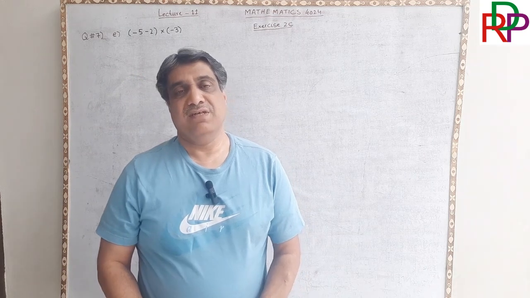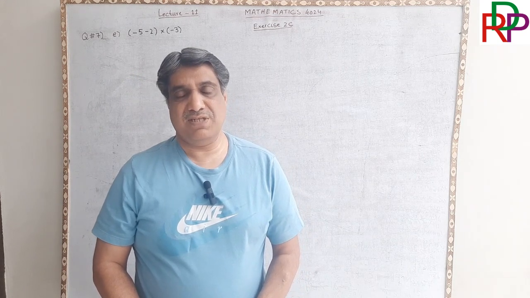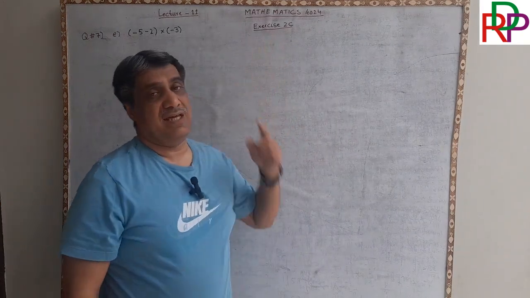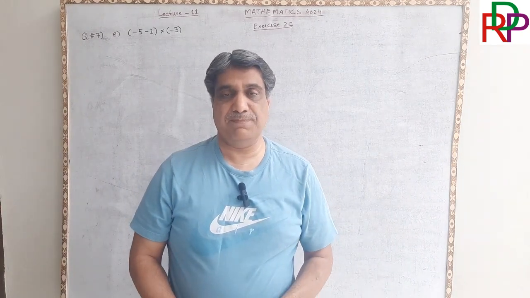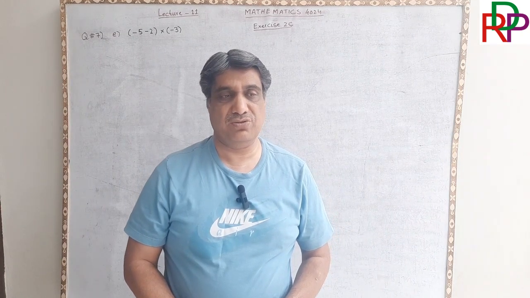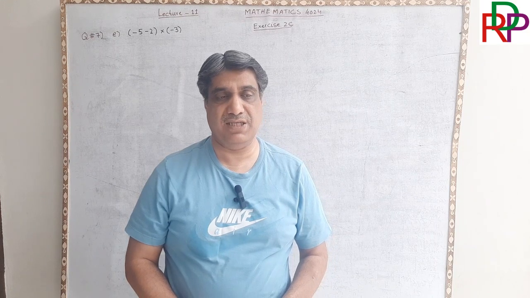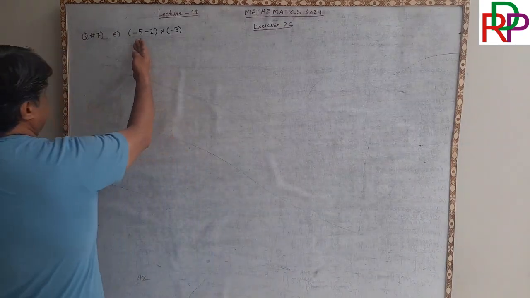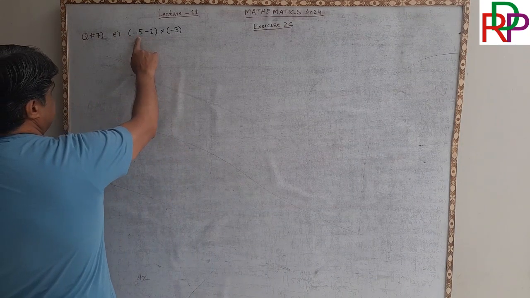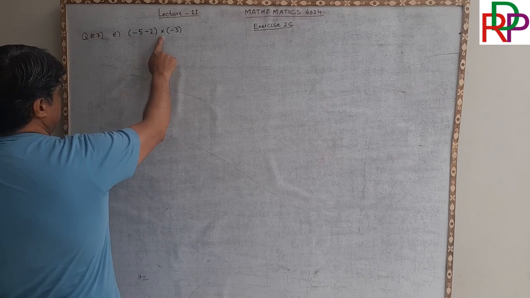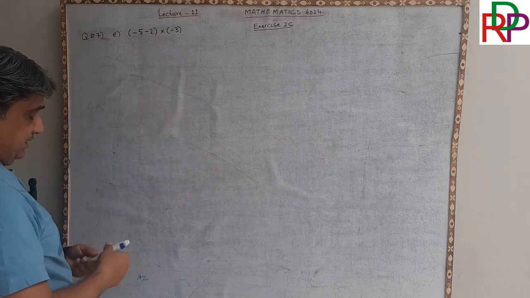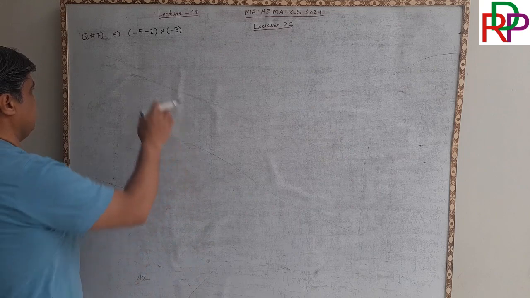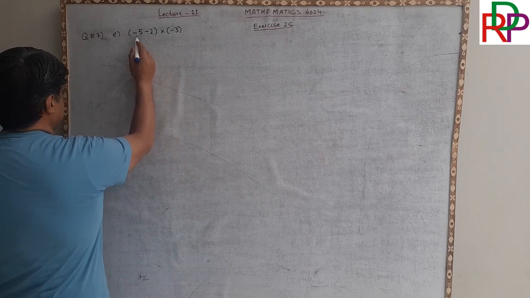Yesterday we did a few questions in question number 7 of exercise 2C, and the last part was C part. Today we are going to do part number E, and part E says, in the bracket, they have written minus 5 minus 2 into minus 3. Yesterday I told you, as a mathematician, our first job is to remove these parentheses.